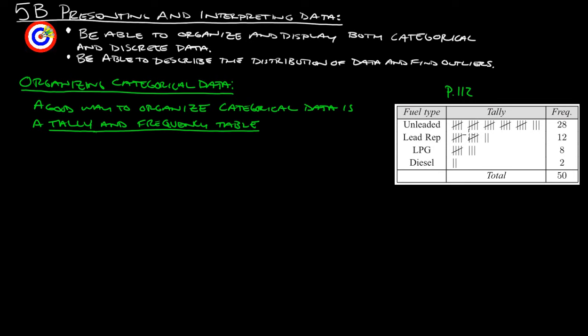And then at the very end they went through and tallied these all, they counted up all these tallies here, and they came up with the frequency. So that means that there's 28 tally marks here, 12 tally marks here, 8 tally marks, and 2 tally marks. So this is called a tally and frequency table.